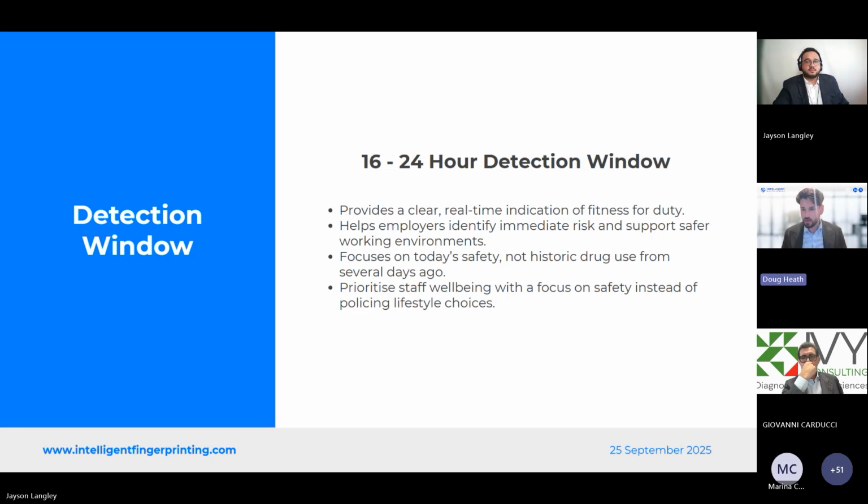And then when we think of the workplace environment, it's not a 24/7 environment where people live and breathe and remain on the premises. What are we really trying to monitor and achieve with our drug testing policies and the detection window of our chosen method? Now, when we have that short detection window, we have that greater suggestion of impairment, and therefore the ability to see whether people are fit for duty on that given day, as opposed to monitoring their lifestyle. So that's going to help us to monitor immediate risk and support those working environments. And we're focusing on the safety of today as opposed to historic drug use.